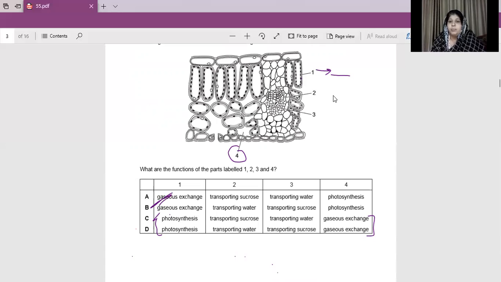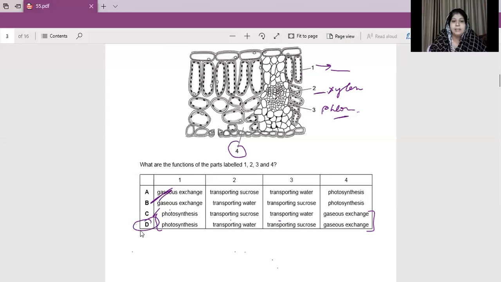Now number two, in the leaf structure, the upper section is, let me select this one, xylem. And this one is phloem. Xylem transports water, whereas phloem transports sucrose. So D is the correct option.